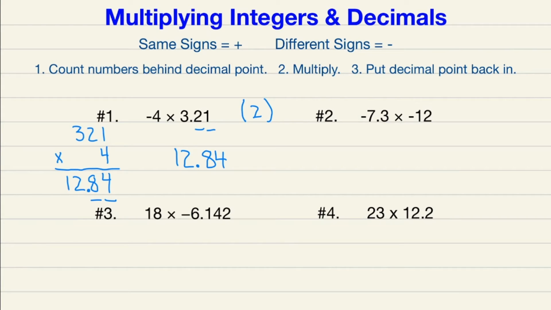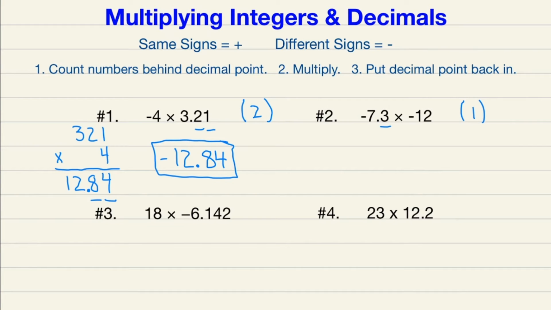However, it's negative because we had different signs. One was negative, one was positive. So I know my final answer has to be negative 12 and 84/100ths for number 1. For number 2, they have the same sign. They're both negative, which means I'm going to have a positive final answer. So let's count how many numbers are behind our decimal point. There is 1. So I'm going to put a 1 on the side in parentheses.